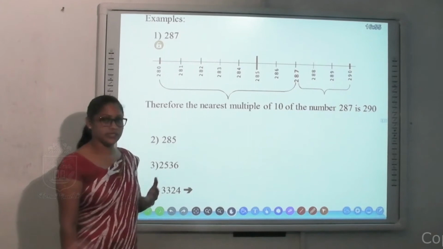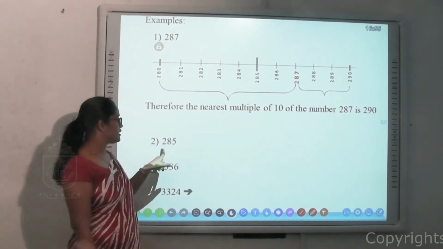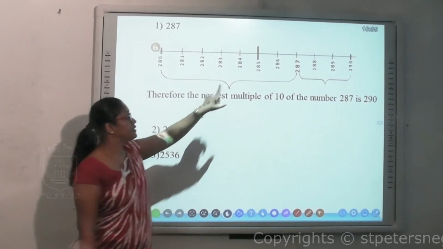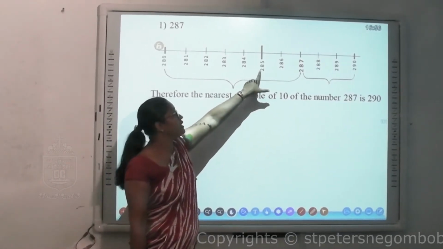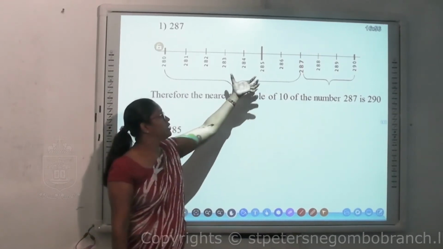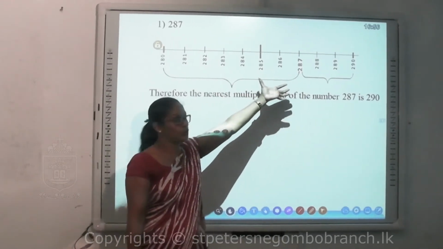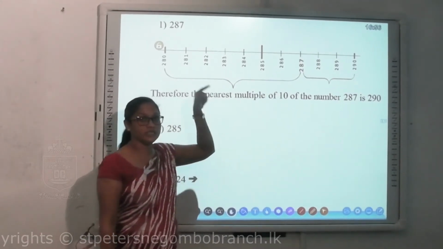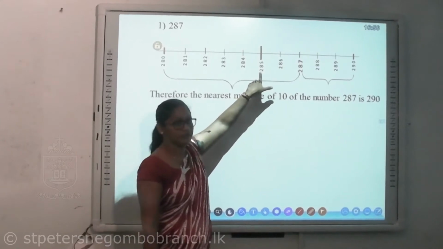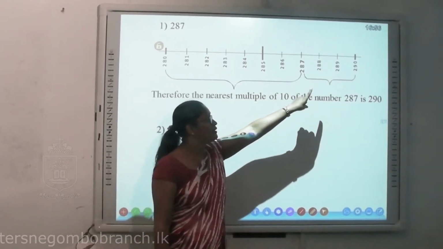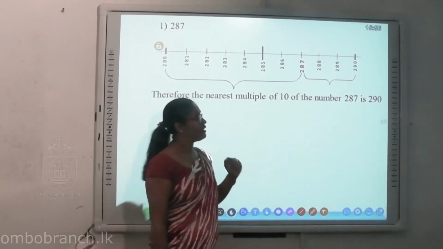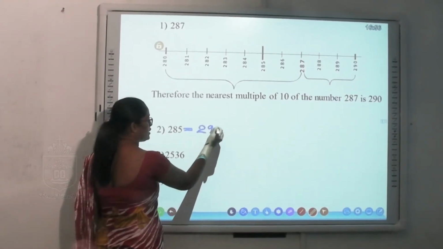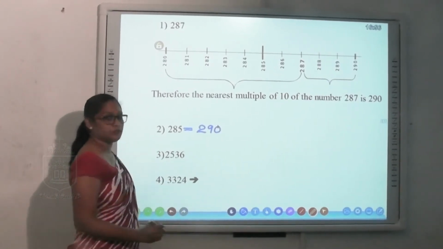Now we will move to the second example. The second example is 285. This one also I can explain from the diagram. You can see 285 is exactly in the middle. That means these two gaps are equal. That means I can't assign this one to either side. But by convention, we assign these kinds of numbers to the greater multiple of 10. Therefore, the answer is 290. So I pick this answer from the diagram.